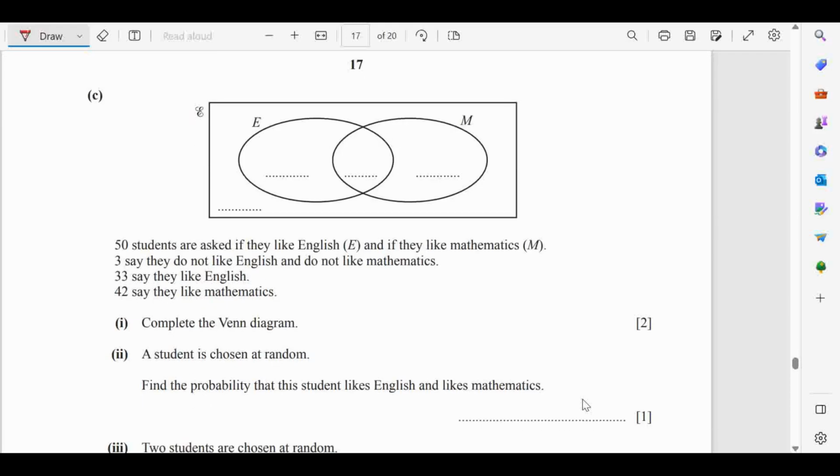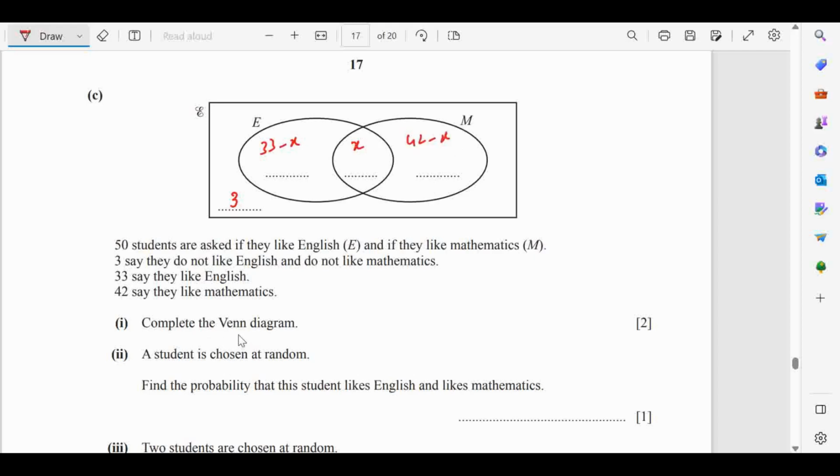Let's move to the next question, the C part. 50 students are asked if they like English and if they like mathematics. 3 say they do not like English and they do not like mathematics. So 3 must be here. 33 say that they like English, and 42 say they like mathematics. So we don't know the number of students who like both mathematics and English. So we can write it here. For English there must be 33 minus x, and for mathematics there must be 42 minus x.